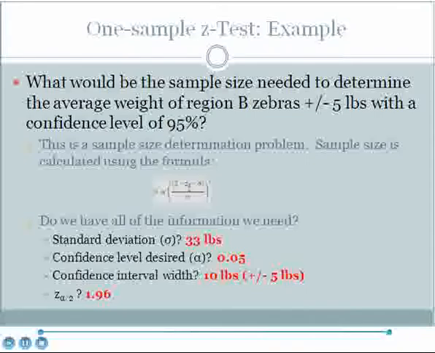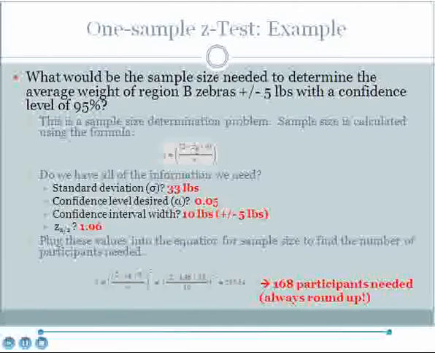Do we have the information we need? We know the standard deviation, sigma, is 33 pounds. The confidence level desired, alpha, is equal to 0.05 because this is a 95% confidence interval. The confidence interval width desired is 10 pounds because we're interested in a plus or minus 5 pound range. And the z corresponding to alpha over 2 is again the z corresponding to 0.975, or 1.96.